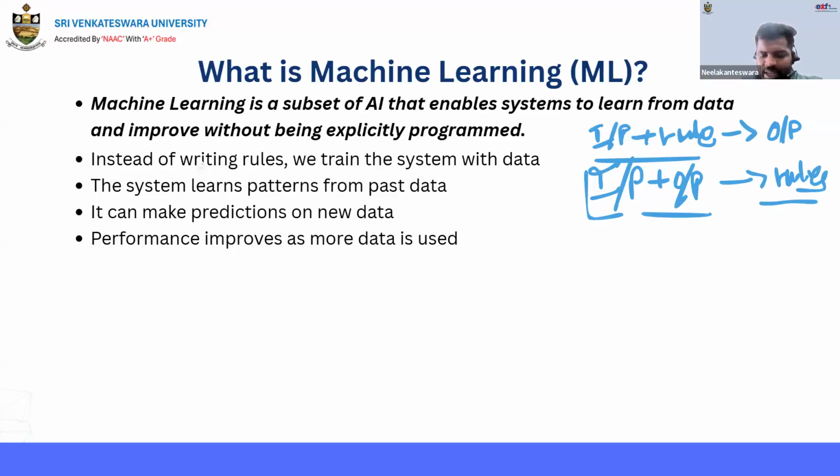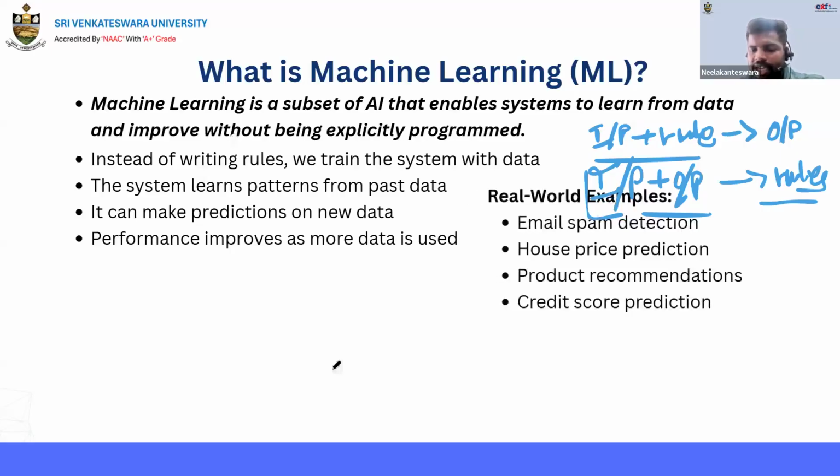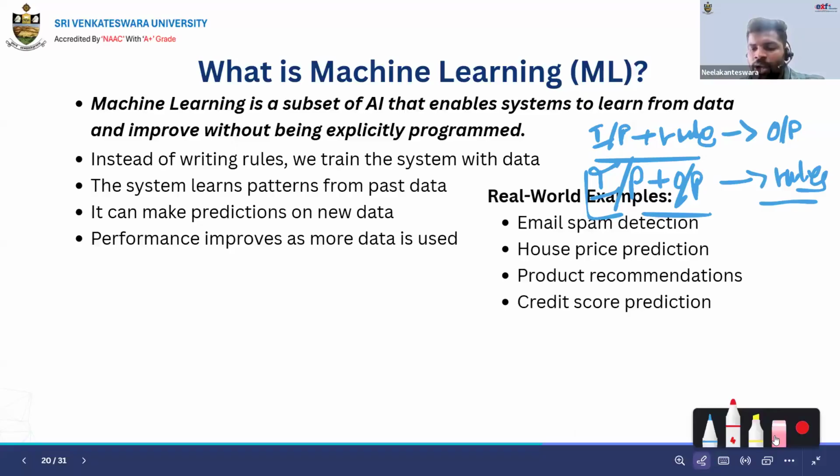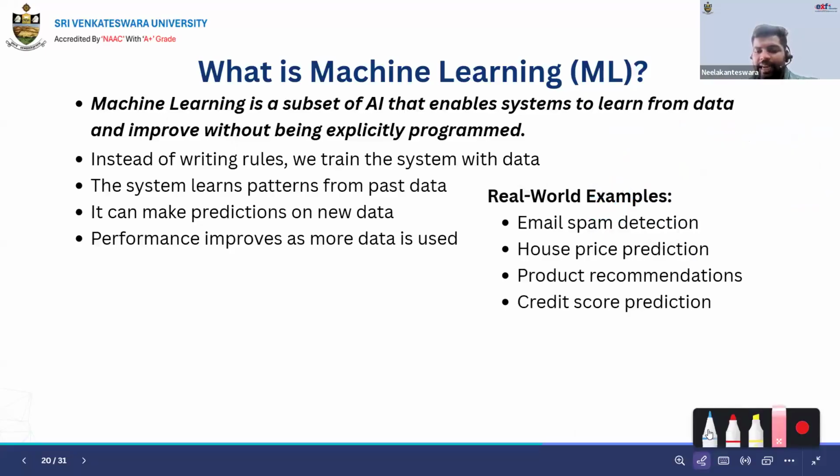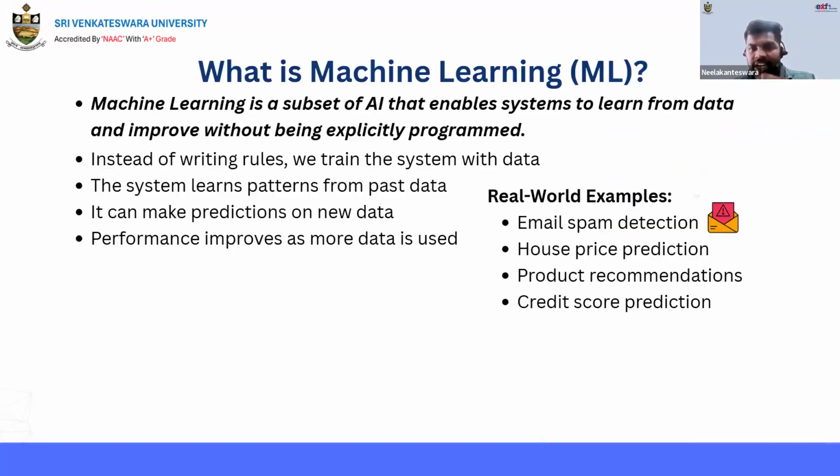Okay, this is about machine learning. Now see the real world examples, where we can use machine learning in the real world, like email spam detection. In traditional programming, the programmers manually write each and every rule to detect spam mails. But now we give some set of normal mails and spam mails. That means we are giving the input and the output also to the machine learning.